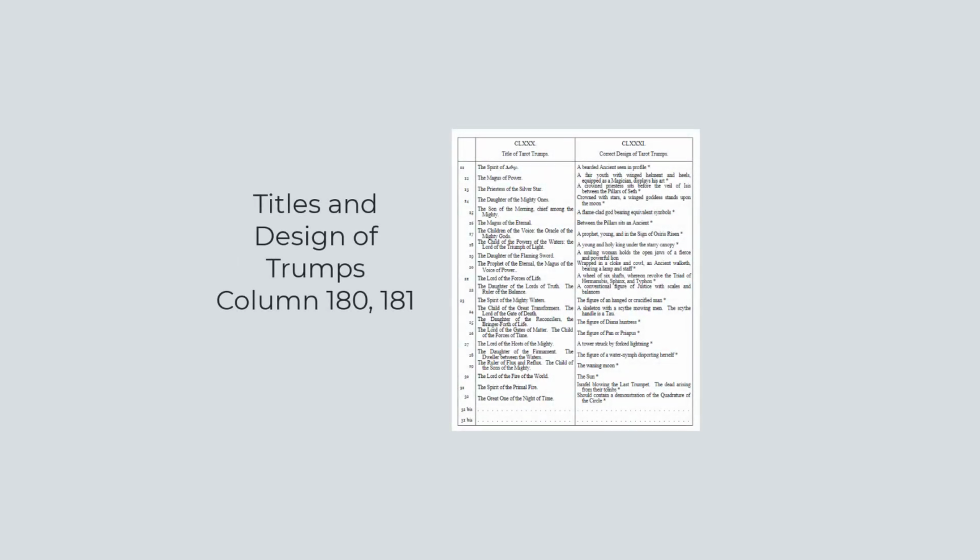Column 180 to 181, Titles and Designs of Trumps. Here we have the titles and designs of the major arcana. Each asterisk indicates a note towards the back of the book for more information.